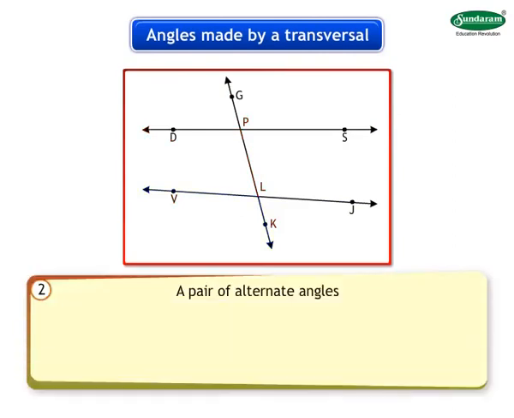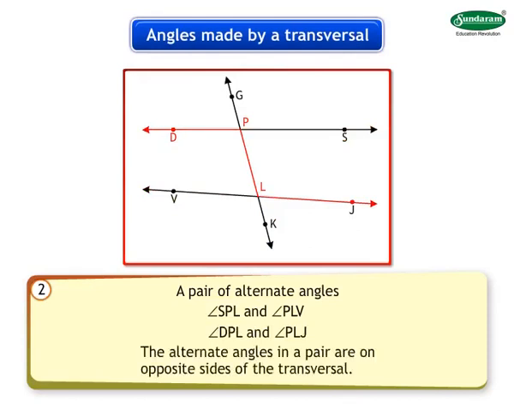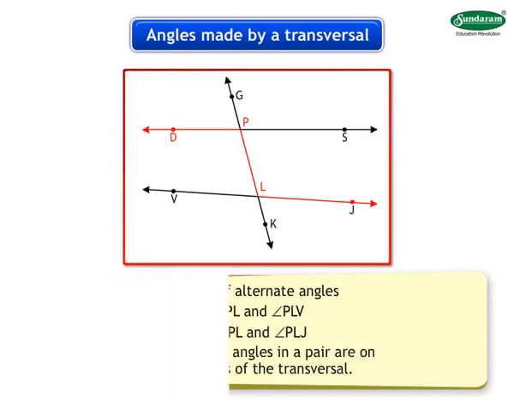Number 2. A pair of alternate angles. Look at the figure. Angle SPL and angle PLV, and angle DPL and angle PLJ are pairs of alternate angles. The alternate angles in a pair are on opposite sides of the transversal.